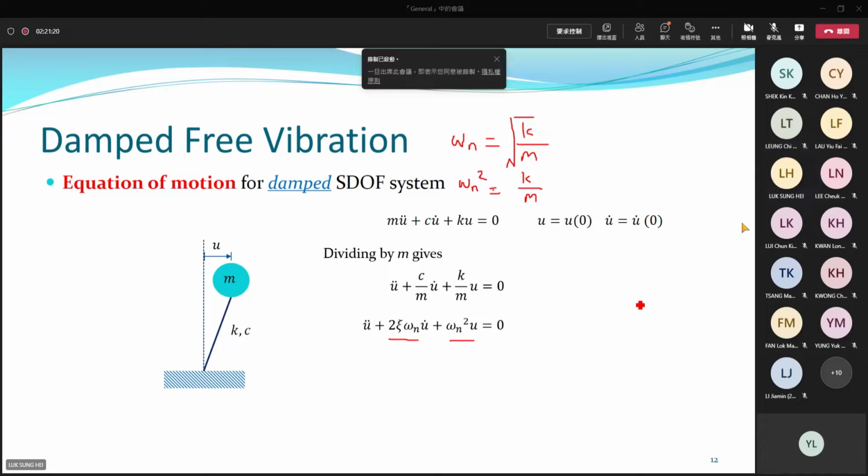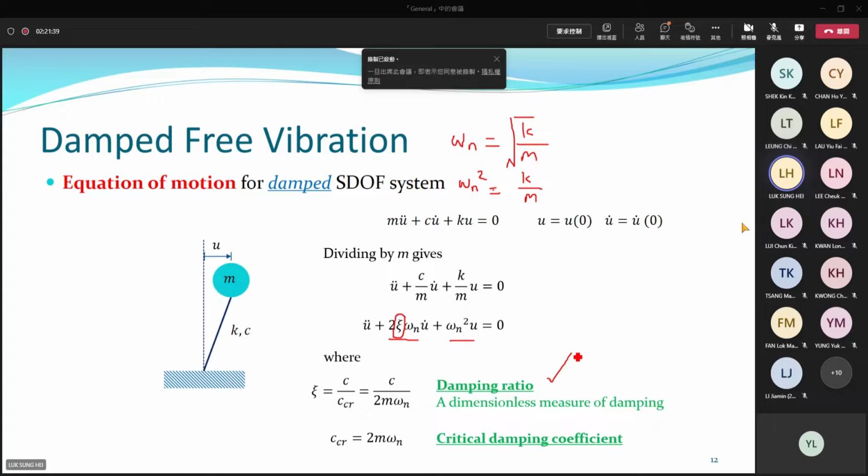C over m. This time we introduce one more parameter to describe damping. This parameter, we call it the damping ratio. Did I put on the name? Here. Damping ratio. This is a Greek symbol. I remember that the pronunciation is zeta, xi. We use this symbol to denote the damping ratio. Maybe you can just call it damping ratio, okay? The Greek pronunciation, I think, is xi.